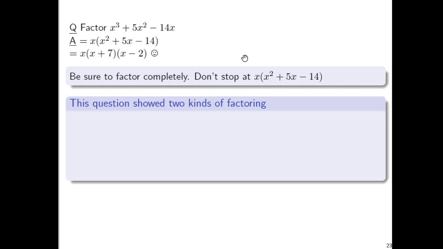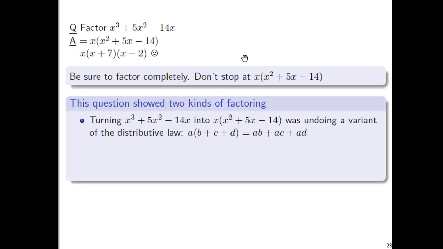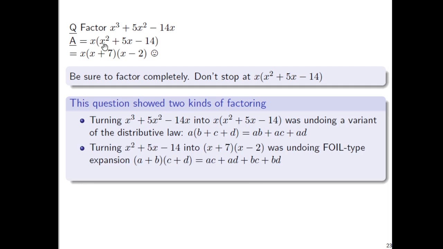This question on its own shows two kinds of factoring, which we have mentioned earlier. From the original expression to the first line of the answer, when you factor out x, that's undoing a variant of the distributive law. So that's undistributing. Whereas the step that turned what was in parentheses in the first line of the answer into the thing with two sets of parentheses was undoing that FOIL type of expansion. For me, these are really cognitively very different kinds of factoring. I tend to end up, at least for myself, thinking about different things in order to do the two kinds of factoring, but somehow we use the word factoring for both of these tasks.